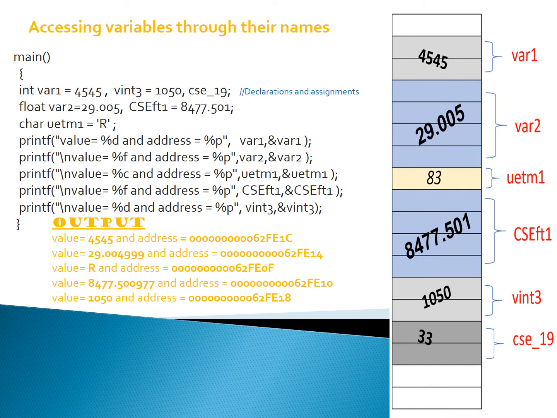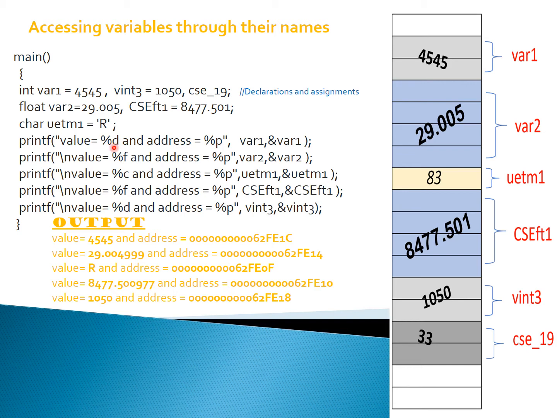We are using the same variables, the ones we discussed on previous slides. We have 3 integer variables in this program, and then 2 float variables, and 1 character variable. The character variable is stored on UATM1, this one, and this is the ASCII code of capital R. Then we have 5 printf statements. We are displaying the integer value, float value, character value, float value, integer value, and then the address of the integer value. %p is the format specifier to display the address.